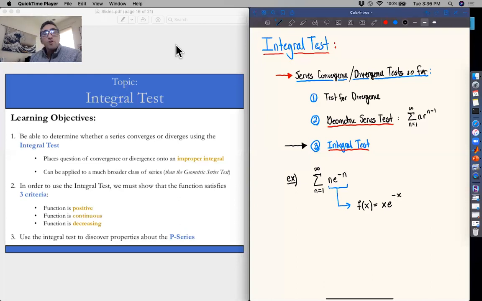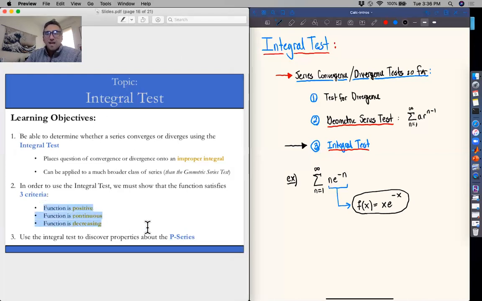And we're going to test this function 3 different ways to make sure that we can apply the integral test. And those 3 criteria for us to use the integral test are that this function is positive, continuous, and decreasing on a specific interval. And for us, this interval we need to test is the interval from 1 to infinity. And we more or less think about that because our series is also going from 1 all the way to infinity. All right, so let's start applying these criteria.